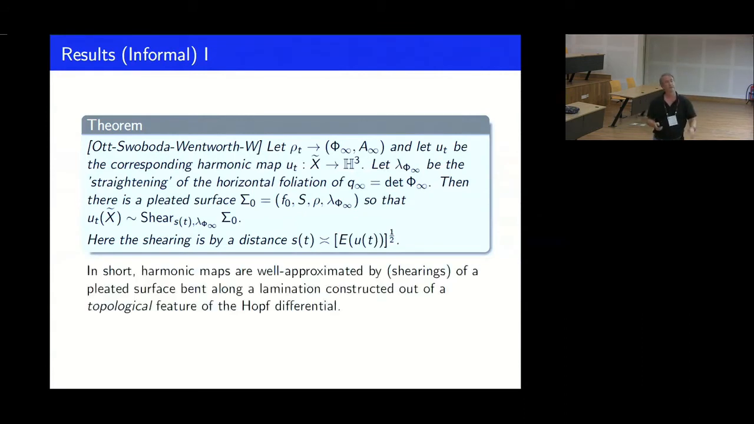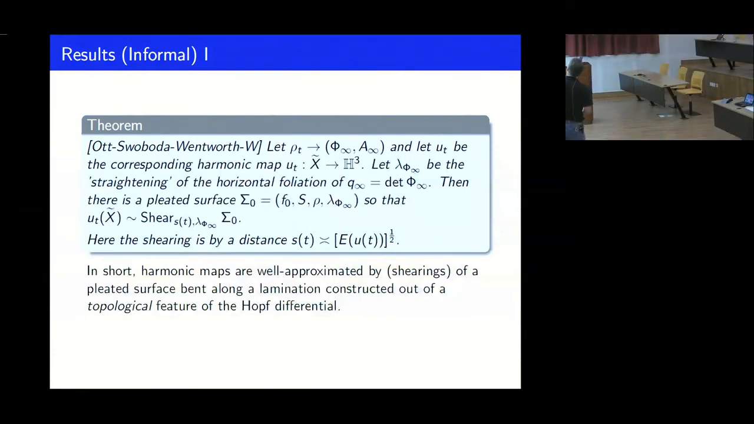So in summary, harmonic maps are well approximated by shearings of a pleated surface bent along a lamination. Remember, we did some extraction process. We started with this analytic object, the Higgs field. It took its determinant, still analytic, a quadratic differential, and drew the measured foliation associated to that quadratic differential. And from that, we now have a topological object, and that topological object was enough, together with some bending information, to describe a pleated surface.